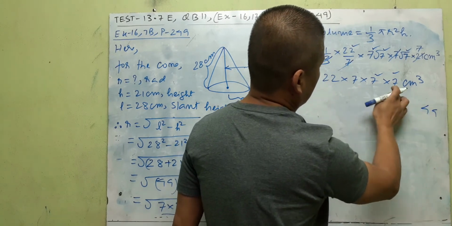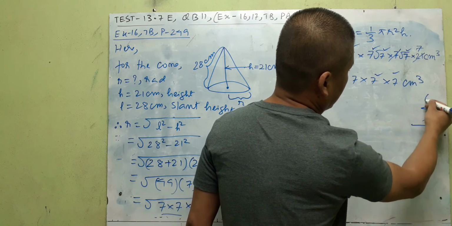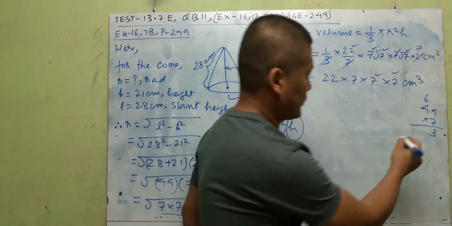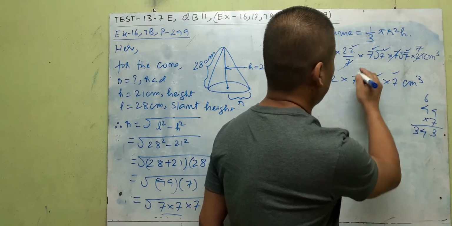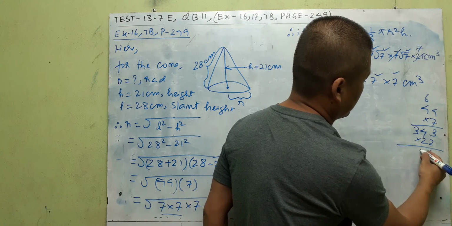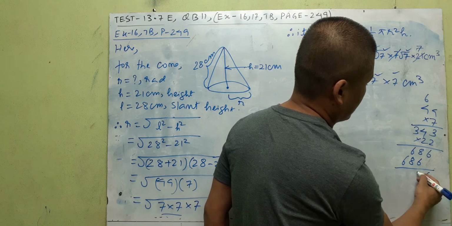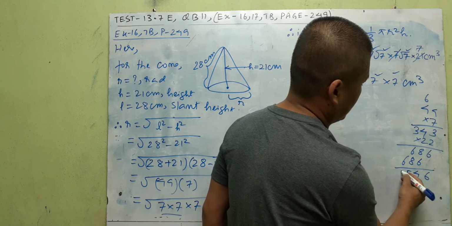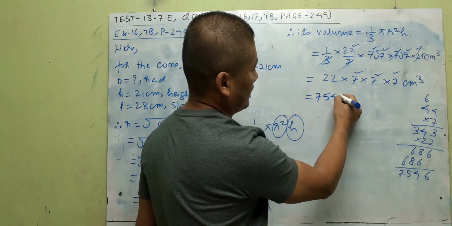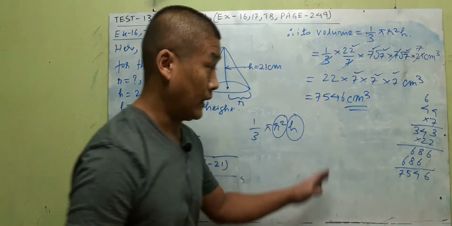7 7s are 49 into 7, 343. Multiply by 22 will give you 2 3s are 6, 2 4s are 8, 6, so 6, 8 and 6, 6, 14, 15 and 7. So our answer for volume is 7546 centimeter cube. So that's our answer, right?